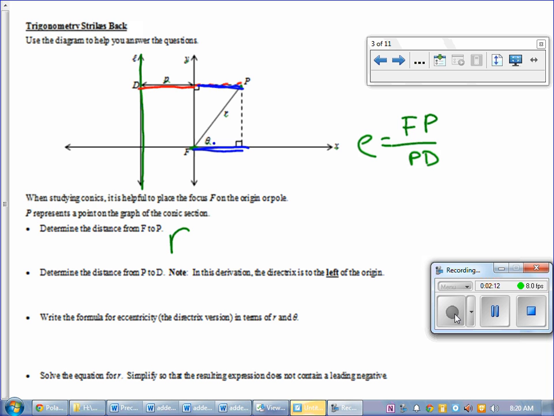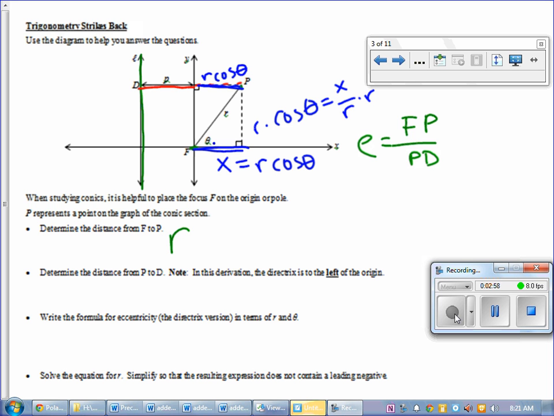Is this blue side adjacent or opposite of theta? Adjacent. So what trig ratio uses the adjacent leg and the hypotenuse? Cosine. So I know that the cosine of theta equals, I'm going to call this x because I don't know what it is, x over what? R, because r is the hypotenuse. So then solving for x, I multiply both sides by r. So this length is r cosine theta. Opposite sides of a rectangle are congruent, so up here is also r cosine theta.